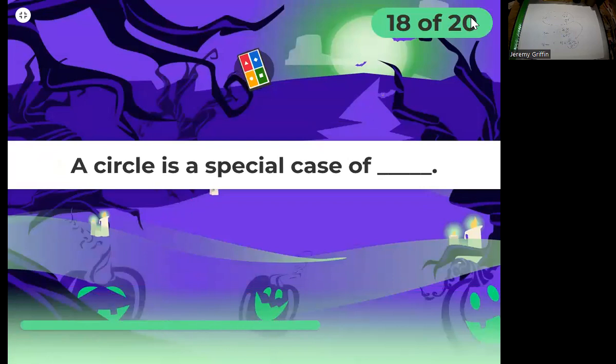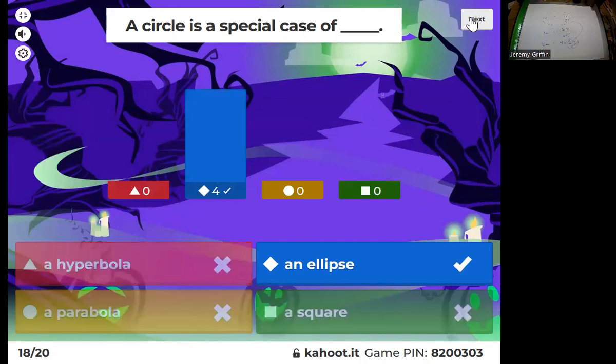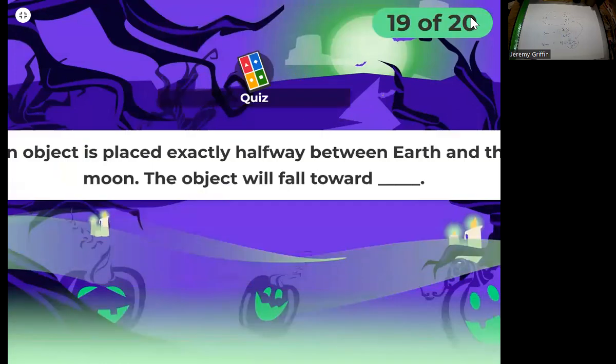A circle is a special case of an ellipse. Yeah, you guys remember making those ellipses? Take the 2 focal points, put them on top of each other. Right? Yeah, a circle is a special case of an ellipse.